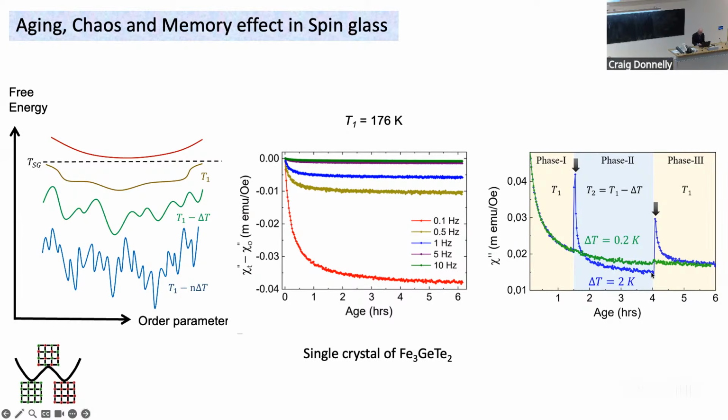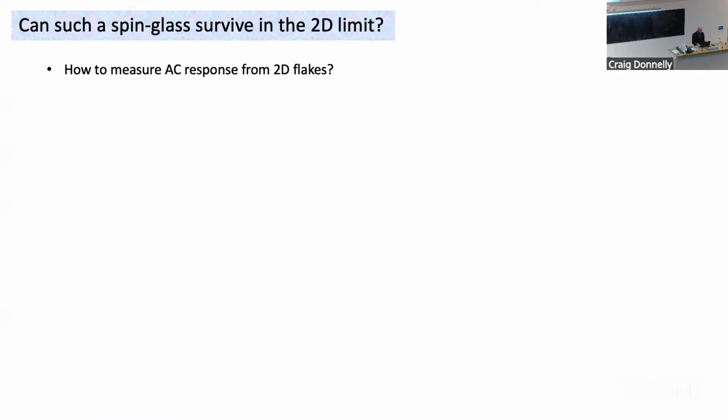However, if we change the temperature back to the original temperature, eventually it will decay back to the same metastable state as the first temperature. All of these are characteristic features of a spin glass. It shows, on the one hand, aging, the decay, on the other hand, chaos, this peak in susceptibility, and on the other hand, a memory effect: change the temperature, you go back to the original state. So all of these are characteristics. So that was a bulk single crystal of this material.